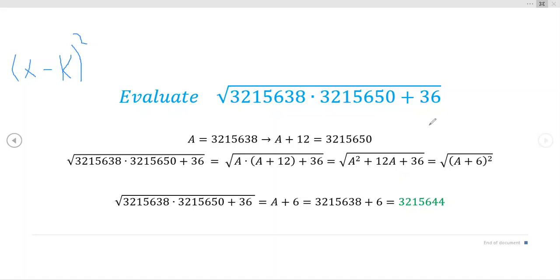It's the familiar identity: a plus b quantity squared is equal to a squared plus 2ab plus b squared. I hope I put that on the screen for you guys.